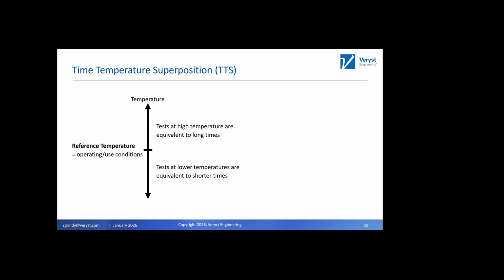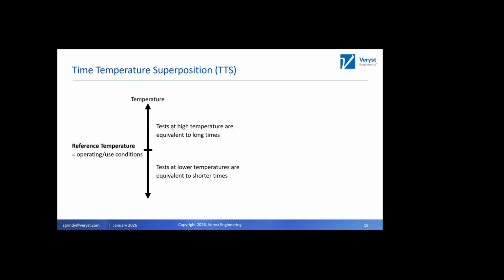This is an advanced, primarily DMA measuring technique where we're using the time temperature equivalence hypothesis to our advantage to try and measure, or at least forecast, the behavior of the material under conditions that we can't actually measure, right? And so you think about it this way. We have what we're calling the reference temperature, and that's your operating or use conditions. So for a product that you expect to be used at room temperature, your reference temperature should be 23 degrees Celsius or something equivalent.